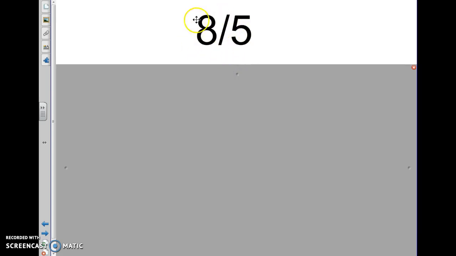Here we go. So right now I'm looking at an improper fraction. Why do we call this an improper fraction? What makes this fraction an improper fraction? That's right, because the numerator is larger than the denominator. That's what makes it an improper fraction. So when we have an improper fraction, it means that it's more than 1.